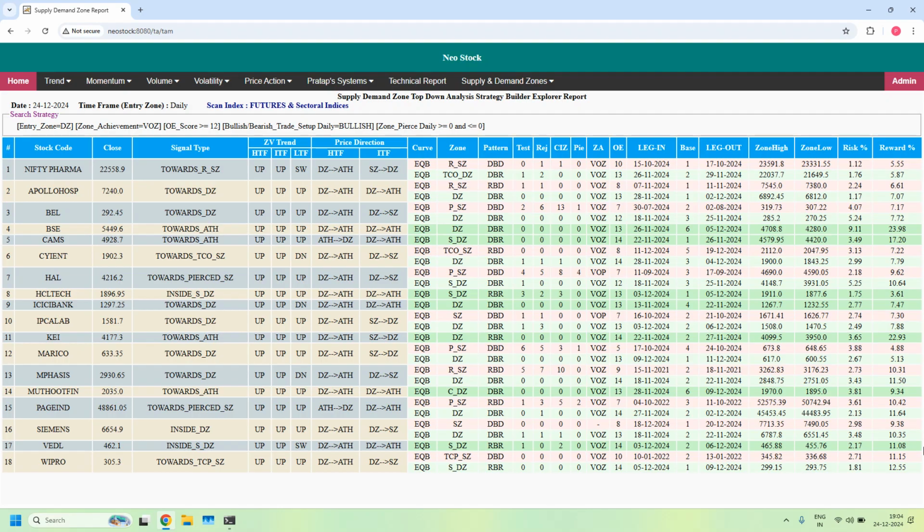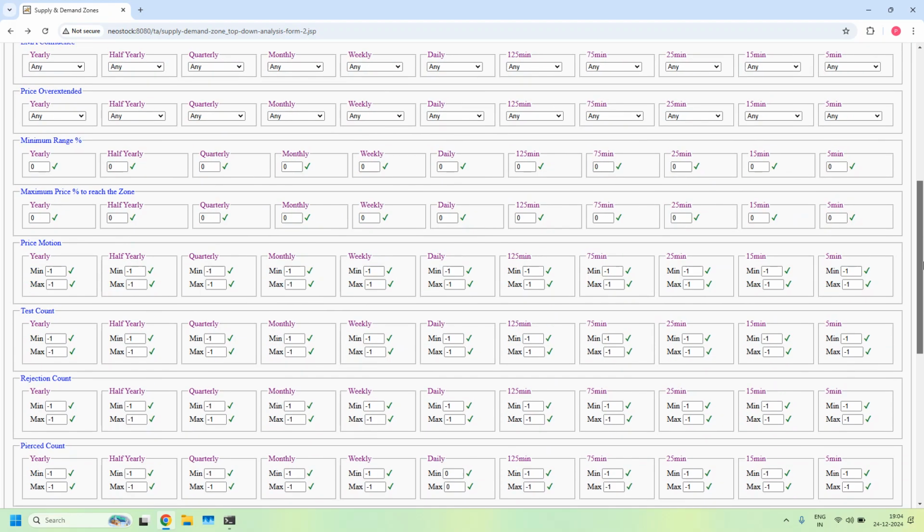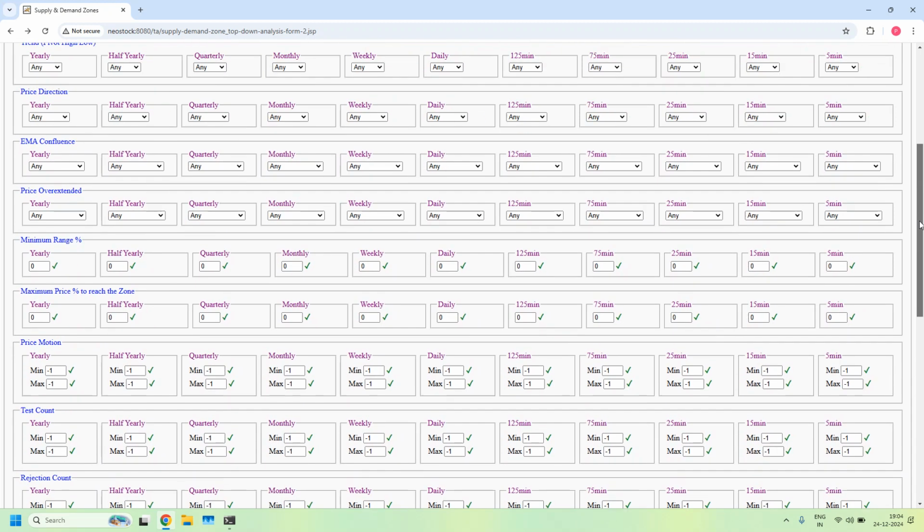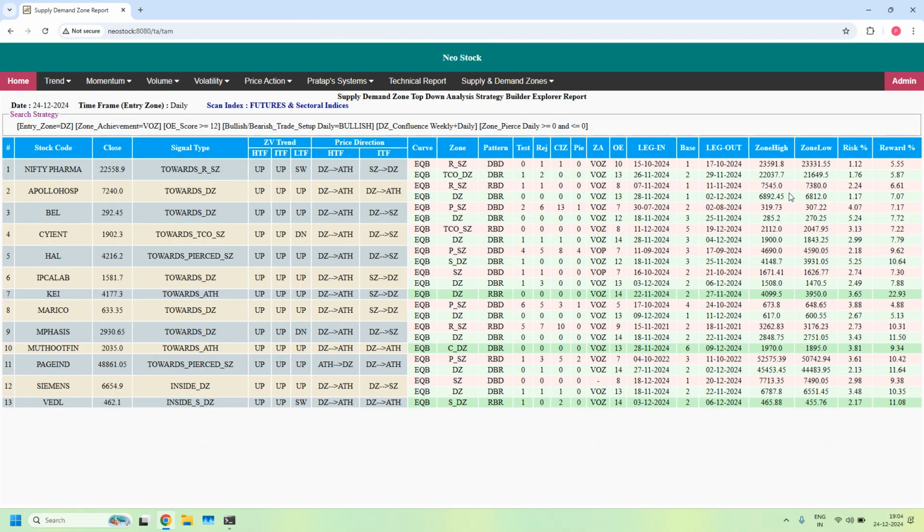So the first filter we are going to use is LTF and ITF demand zone confluence. That is a daily and a weekly demand zone confluence. I am enabling that filter. So with this filter, out of 18 stocks, we got 13 stocks. In all these 13 stocks, the daily demand zones are part of the weekly demand zone.